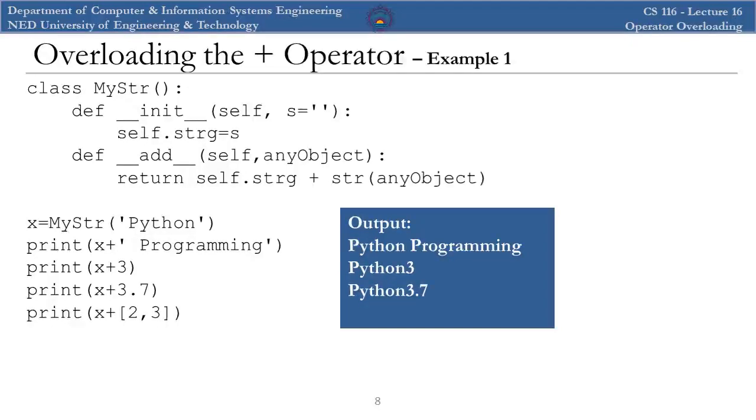And I can even pass a list. This list will be converted to string and concatenated to x.strg. And here it is, right? So that means that we have overloaded, or provided our own implementation for, this plus operator, and that's how we can use it.